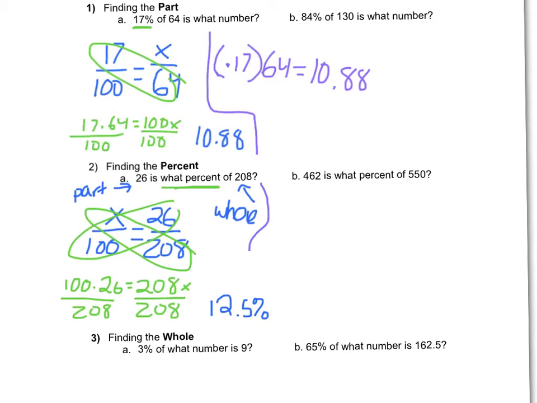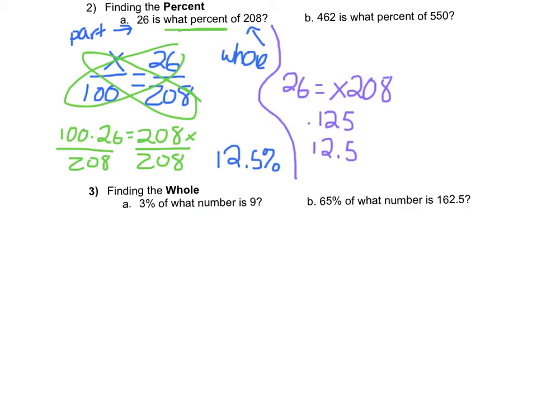Now again, we could also use a decimal to solve the same problem. It's not necessarily as straightforward as the other one, however. So it says 26 is, so I have 26 equals, what percent of 208? So what number times 208? When I solve this, I get 0.125, which as a percent is 12.5. In other words, 208 times 0.125 gives me 26, because that's how I would find 12.5% of 208.